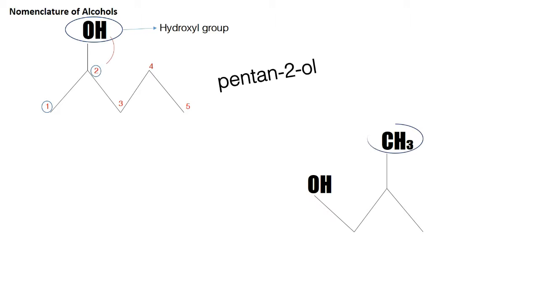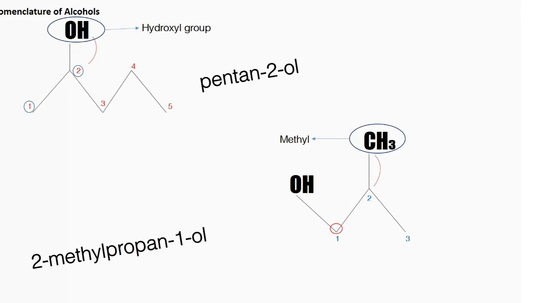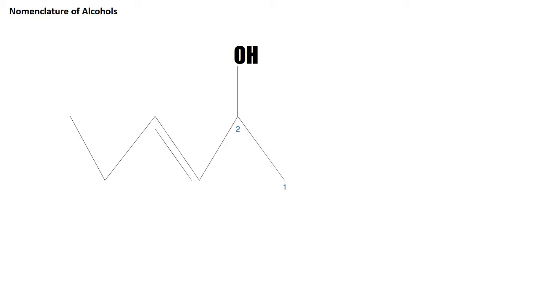A substituent is present in this molecule which is methyl. As said, the OH must be given the lowest number possible. 1, 2, 3. There are 3 carbons which give us an alkane of propane. The substituent is attached to the second carbon, thus the name of this molecule is 2-methylpropan-1-ol.